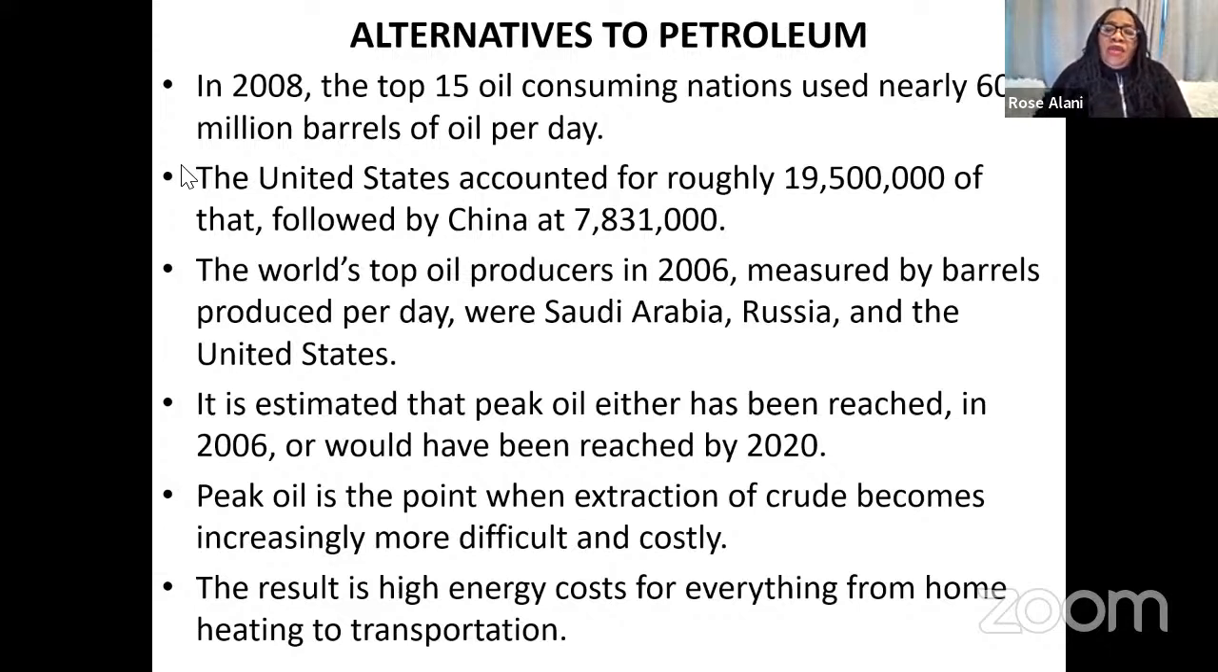It is estimated that perhaps in 2006 peak oil was reached, or perhaps it had already been reached by 2020. Peak oil is a point when extraction of crude becomes increasingly more difficult and more costly. We're talking of moving from primary to secondary to tertiary recovery. So the result is high energy costs for everything from home heating to transportation. And I believe we're all seeing this happening even in our Nigeria and some other places.